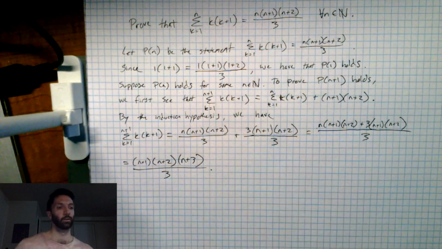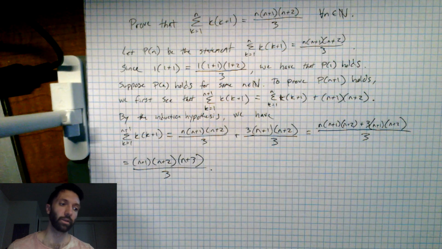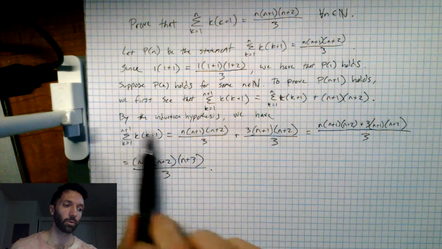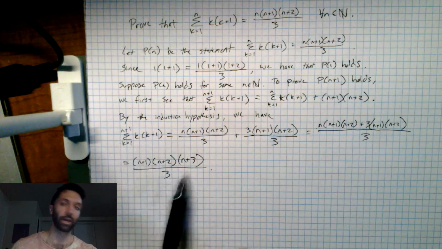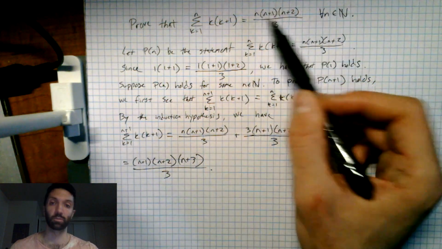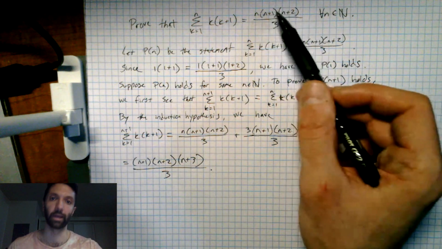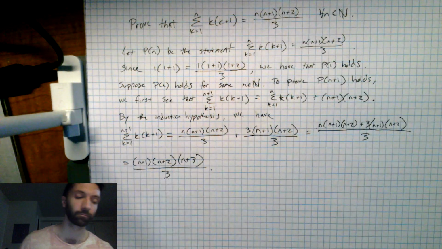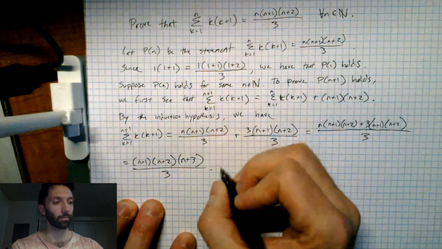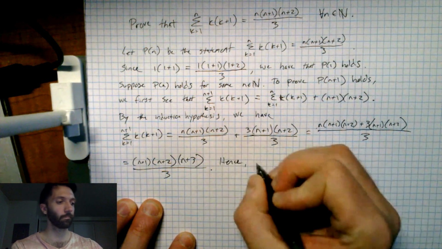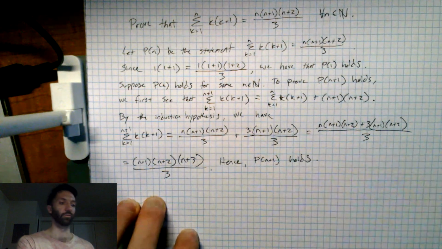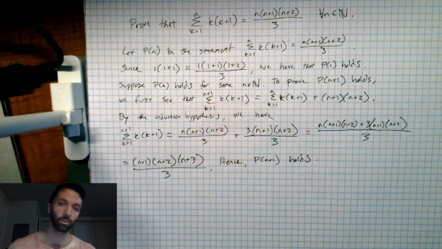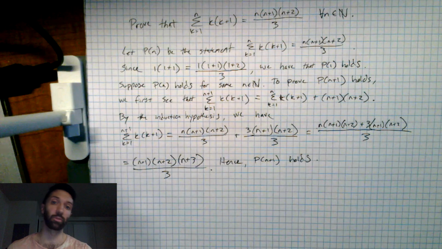Okay, so don't lose sight of what we've done here. We've shown that the summation ending at n plus 1 does in fact equal this expression up here, except wherever there was an n, there is now an n plus 1. So we've shown that p of n plus 1 holds, and again this was as a result of p of n holding.